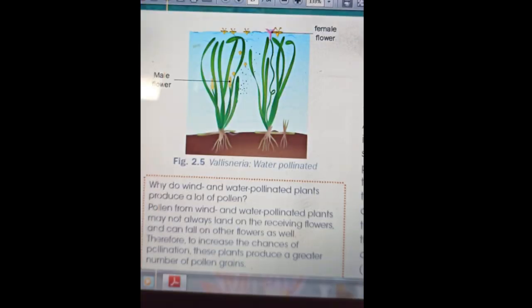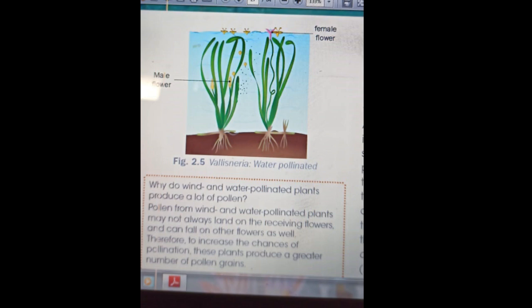Now, the second pollinating agent is water. So, how does it occur? Aquatic plants use water as a means of pollination. These plants have small, non-showy flowers and lightweight pollen grains, which can easily float on water. The pollen grains are also covered with a protective waxy layer which prevents them from getting damaged by water. For example, Vallisneria is pollinated by water.